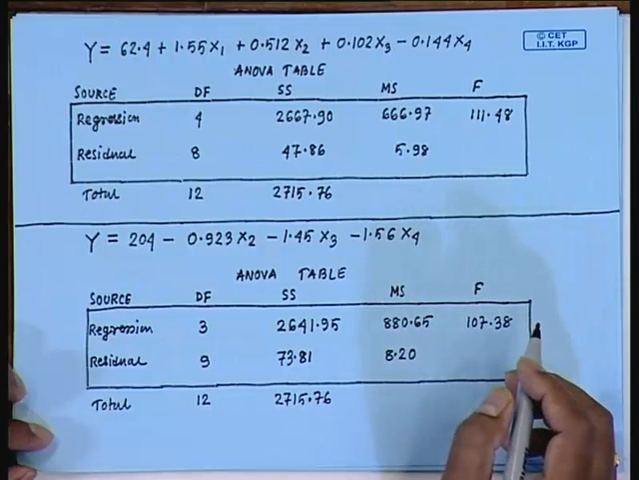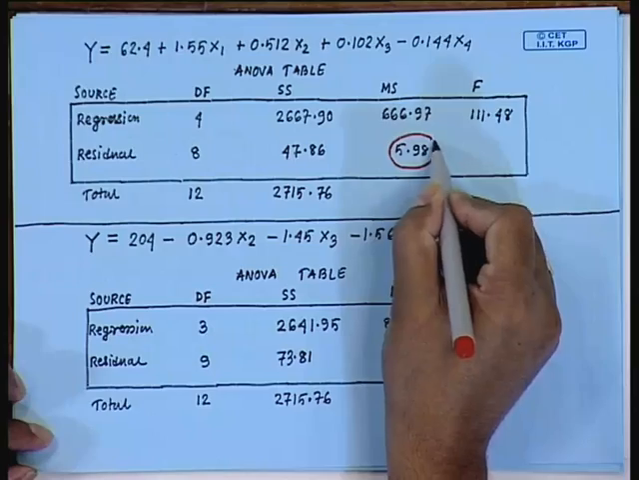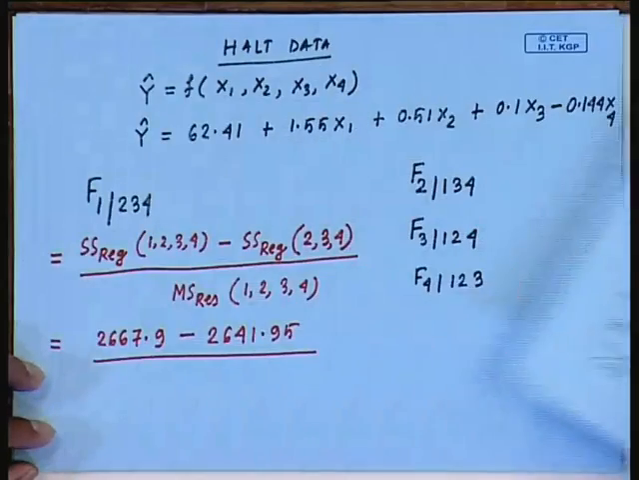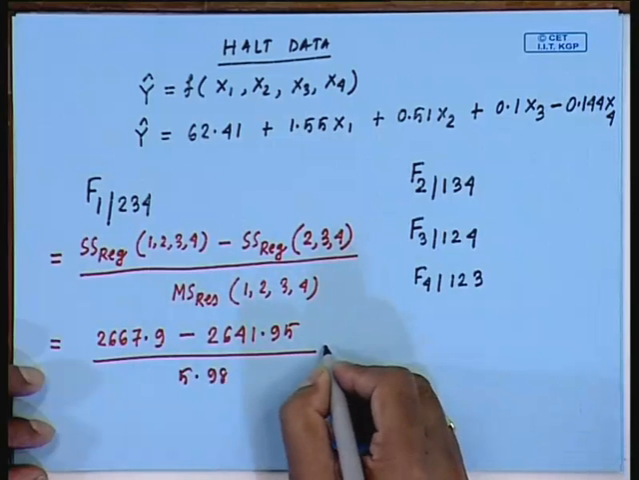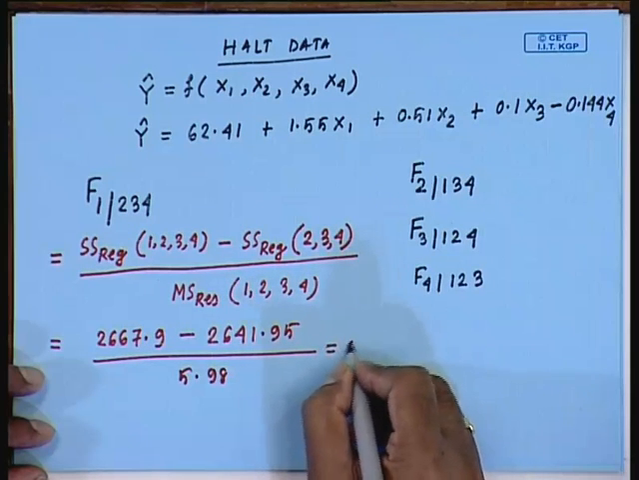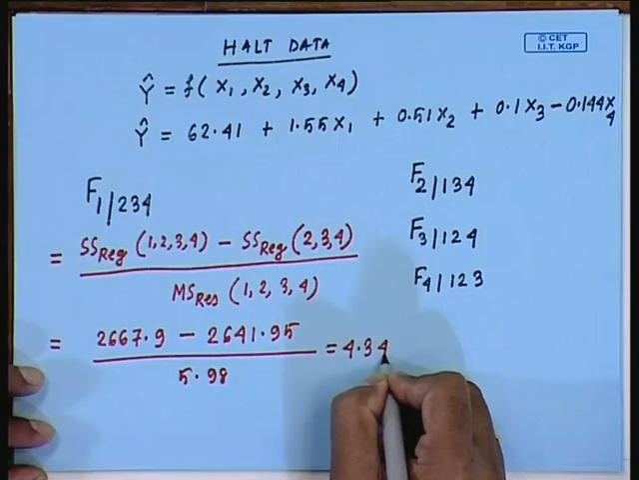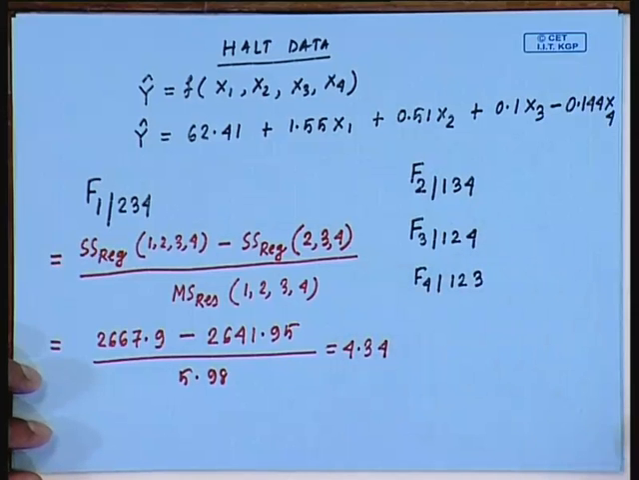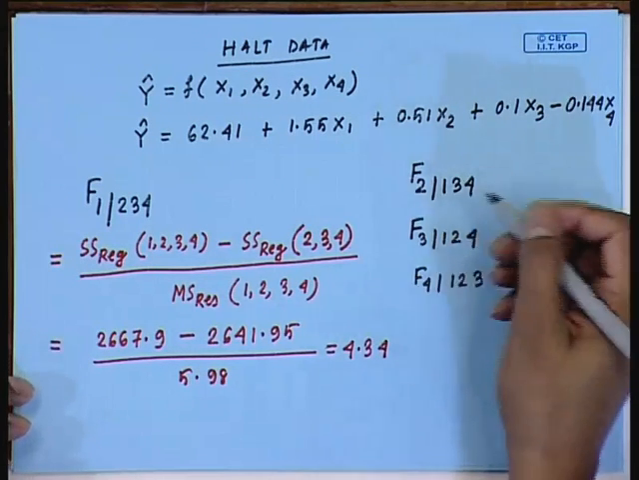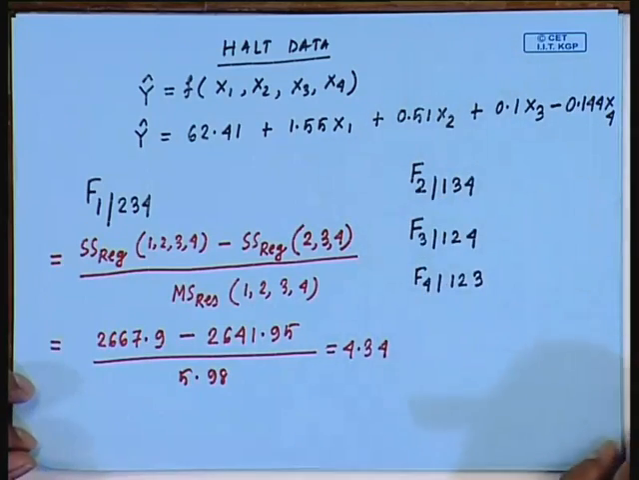Now what I want to say is that I will be using this MS residual for the full model, 5.98, and this value is equal to 4.34. Now we need to compute the other values also. Maybe I will just explain this one also.